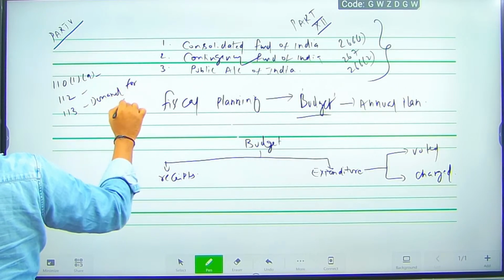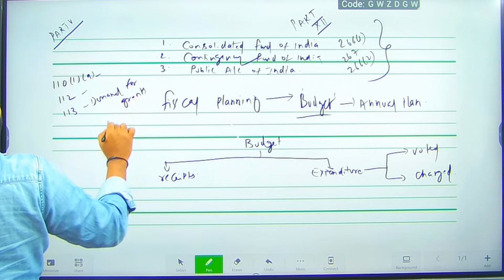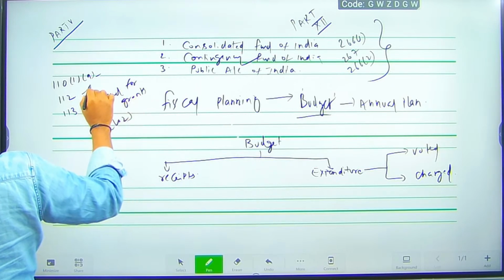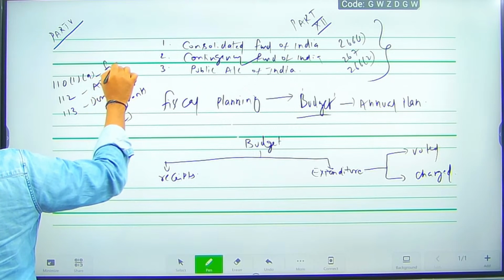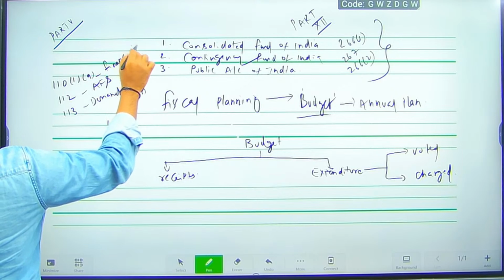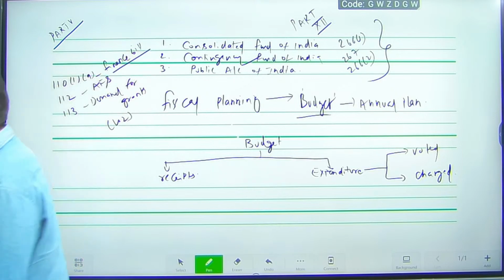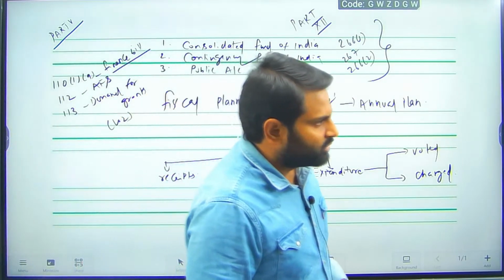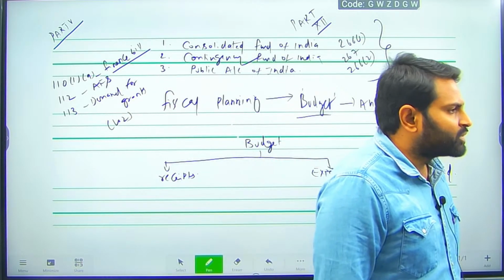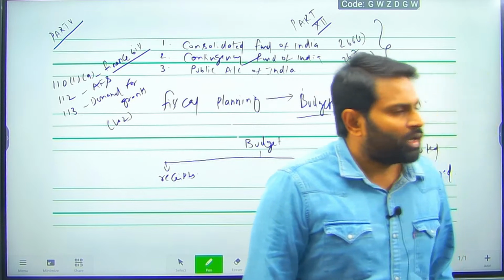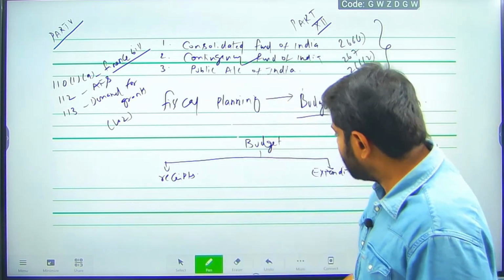Demand for grants. We have 102 demand for grants, and annual financial statement, finance bill. Although finance bill includes money bill. This is what we have discussed yesterday. I hope you don't have any doubts as of now.